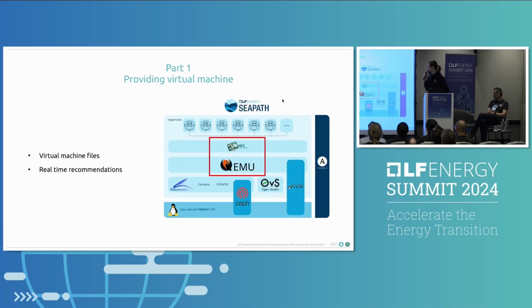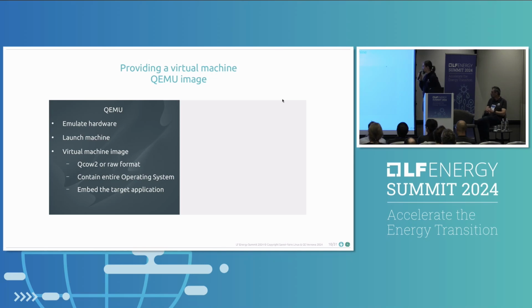Okay, let's start with how to provide virtual machines. Let's say I'm a protection manufacturer. I want to create virtual machines. What do I do? Where do I start? So there are two things to provide. The first one is the QEMU image. The QEMU image is the code of the virtual machines.